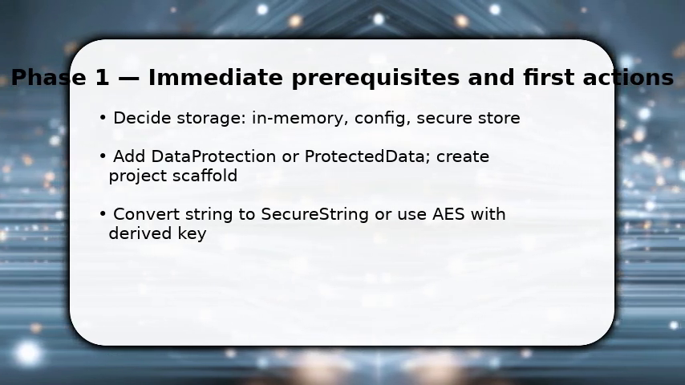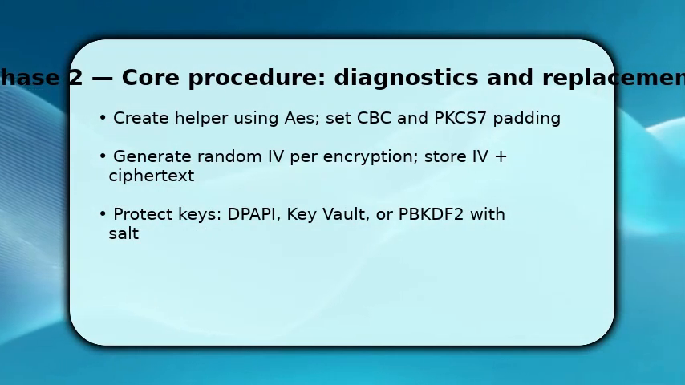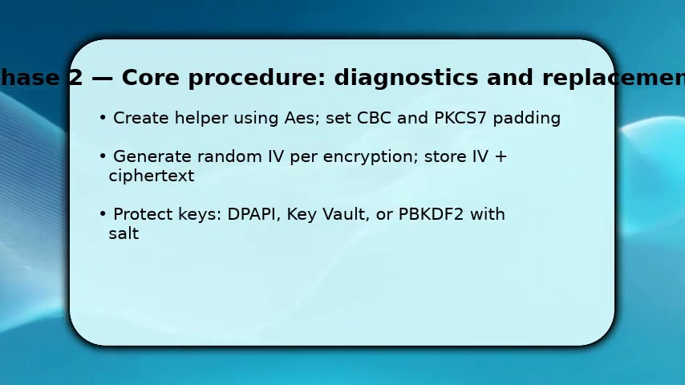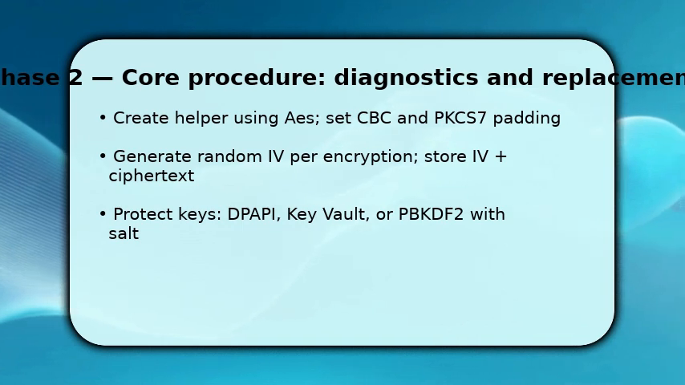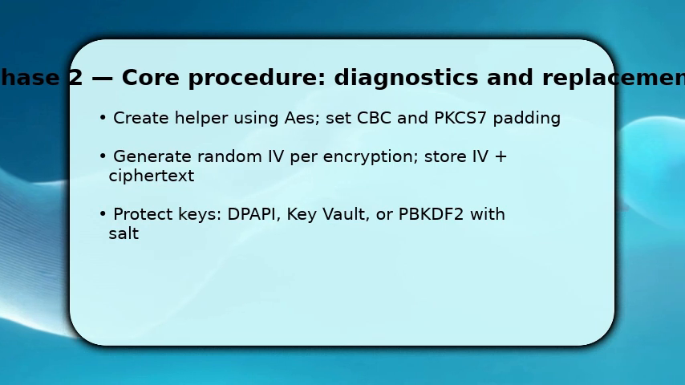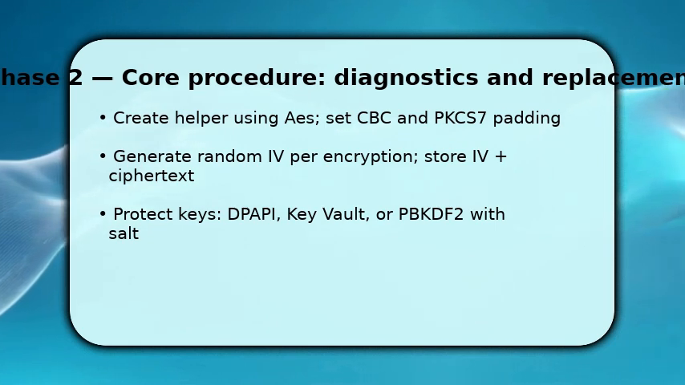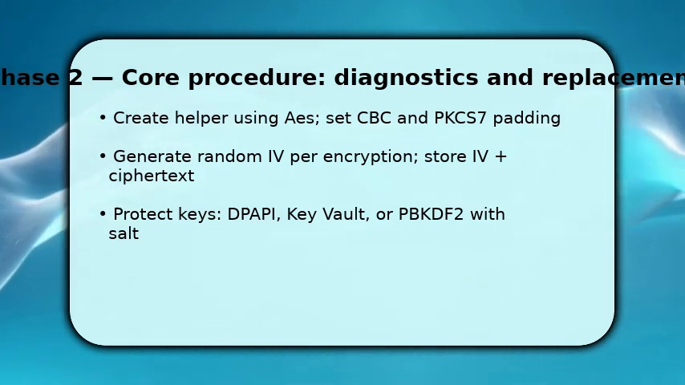You will now implement encryption and decryption routines. Create a helper class that uses AesManaged or Aes. Set cipher mode CBC and use PKCS7 padding, then generate a random IV per encryption. Once encrypted, store the IV alongside the ciphertext, for example as Base64 IV plus Base64 ciphertext. Make sure to protect keys. Use Windows DPAPI, Azure Key Vault, or user-derived keys with PBKDF2 and a strong salt. Write unit tests for round-trip decryption and handle exceptions.